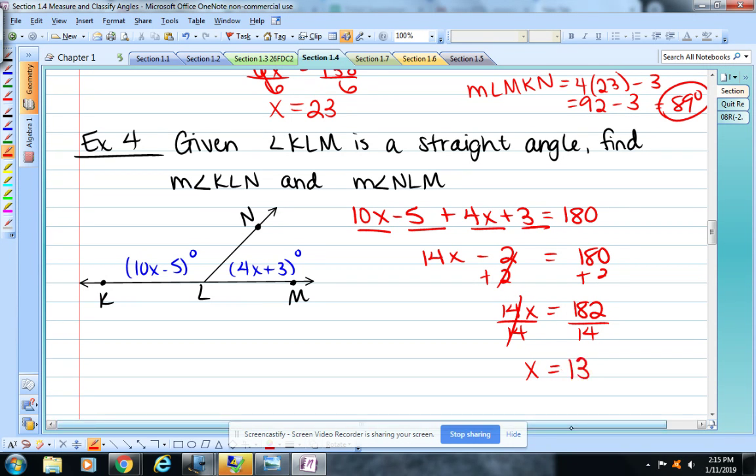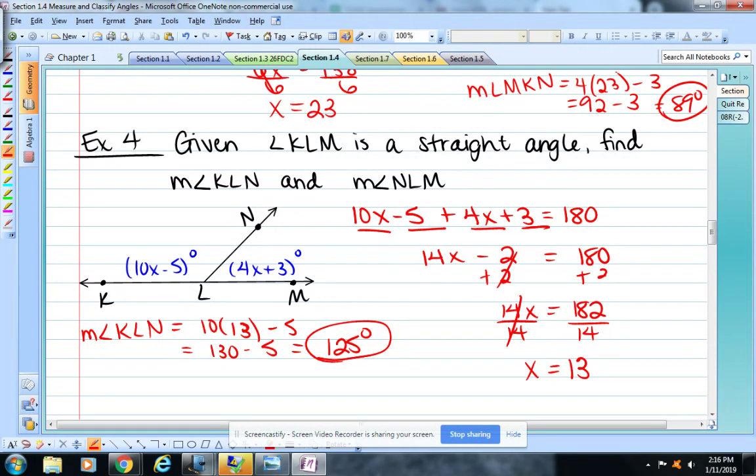But I still got to find the measure of those angles. So how do I do that? Plug them in. So for the measure of angle KLN, it's 10x minus 5. So I say 10 times 13 minus 5. What's 10 times 13? 130 minus 5 is what? How much? 125 degrees. Make sure you put degree symbols with your measures of angles.